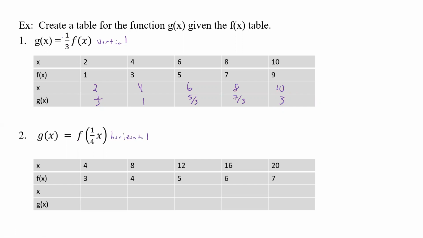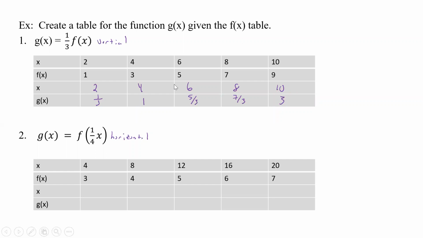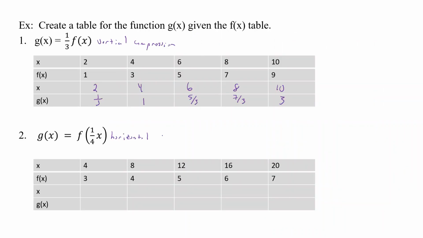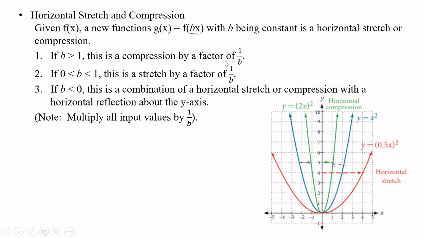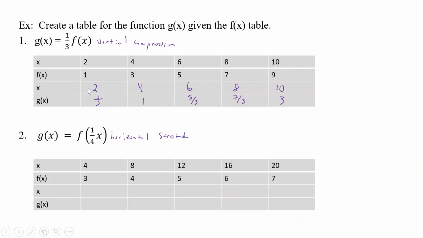Now remember, if we have 1/3, it's a compression. So that's a vertical compression. And here, with the 1/4, that's going to be a horizontal stretch. It's good if you can remember all the 1 and 2 values, at least for the a's and the b's, on what they are.